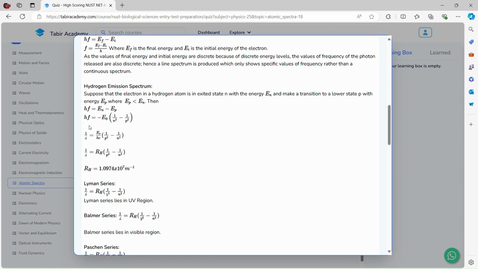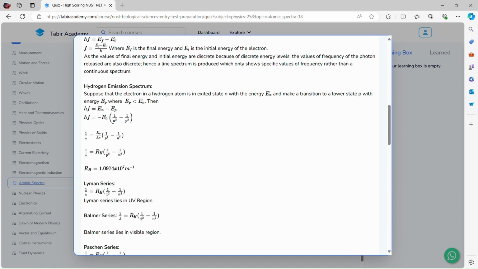Hydrogen emission spectrum. Suppose that the electron in a hydrogen atom is in an excited state with energy En and makes a transition to a lower state p with energy Ep, where En is greater than Ep. Then hf equals En minus Ep. hf equals negative E0 multiplied by 1 over n square minus 1 over p square.